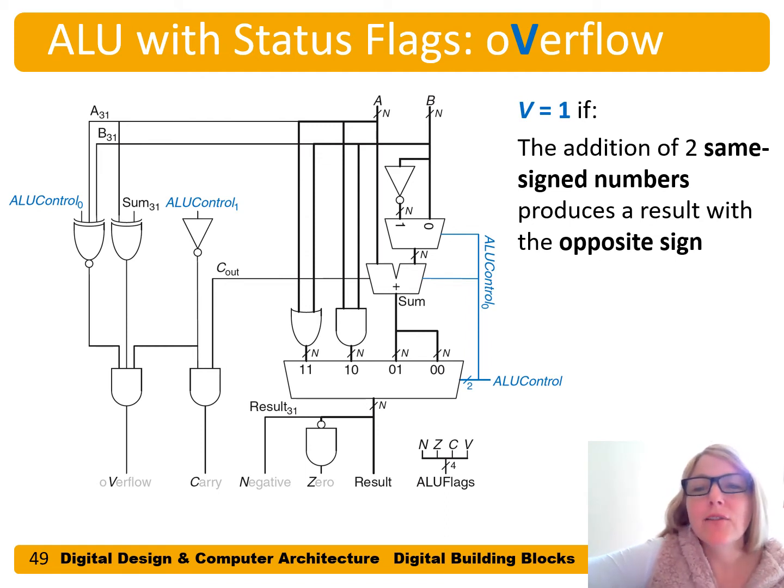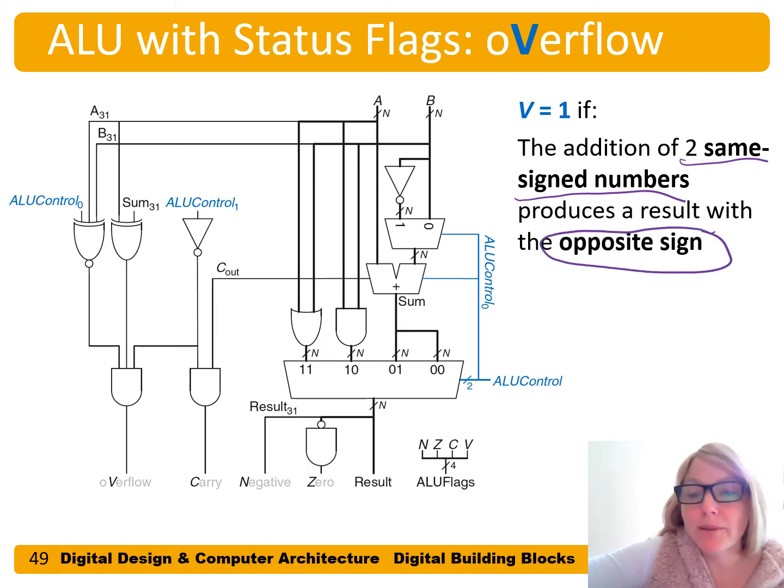So the addition of two same sign numbers that produces a result with opposite sign, right? So we're adding two positive numbers, we get a negative result, or we're adding two negative numbers and get a positive result. So first of all, we have to know, are we adding two numbers with the same sign? So that's the only possibility where it possibly could get overflow. And the result is the opposite sign.